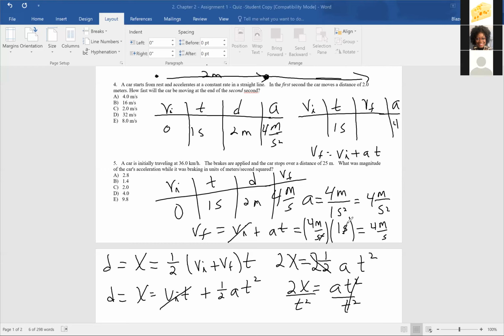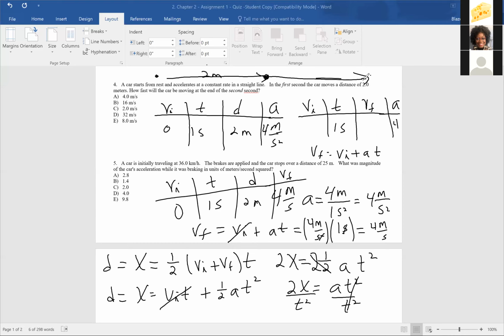I have a question. Okay, very good. Go ahead. Okay, we have both of the times being 1 second. Why isn't the second one 2 seconds? Well, the question says, how fast will the car be moving at the end of the second? So that means that this motion is my first second, and this motion represents my second, which is also 1 second.